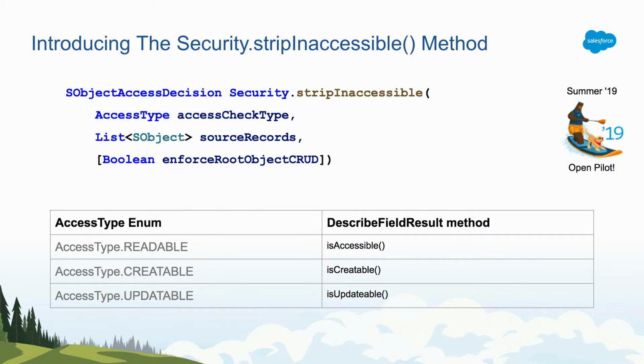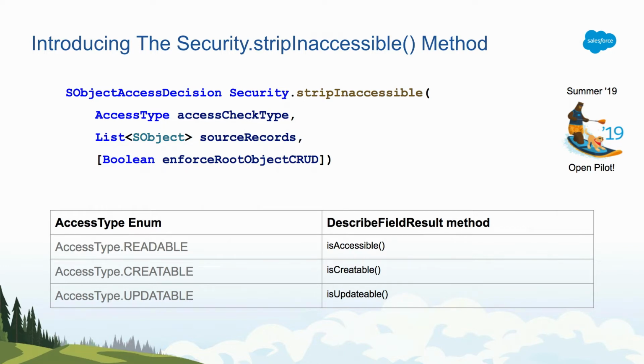The second argument here is a list of SObjects called source records, which is just the list of SObjects that you want to sanitize or that you want to remove fields from. This actual argument is not modified in any way. The method actually creates a new list of SObjects.